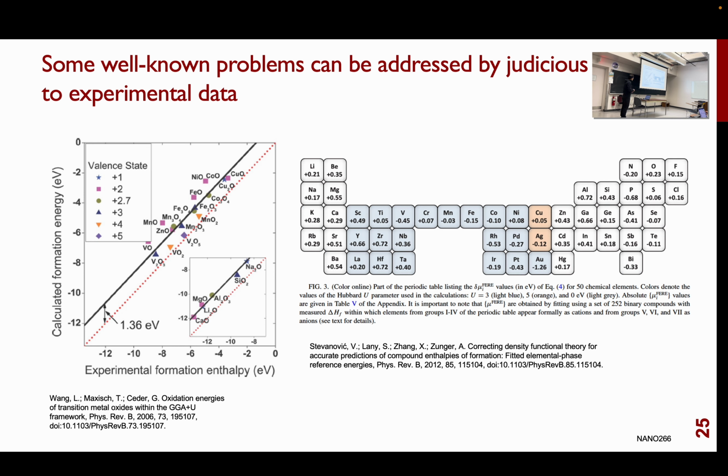And this error shift is really due to the fact that GGA calculates the binding energy of your O2 molecule wrong. This is something that you can fix fairly simply. It's somewhat empirical. Basically, you take the oxidation energies of your main group metals, where you don't really need your Hubbard U parameter, and you draw a line and fit this gap, and that gap gives you your 1.36 eV correction to your formation enthalpy.